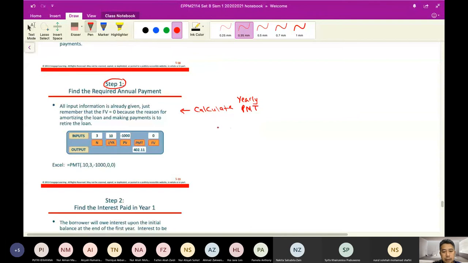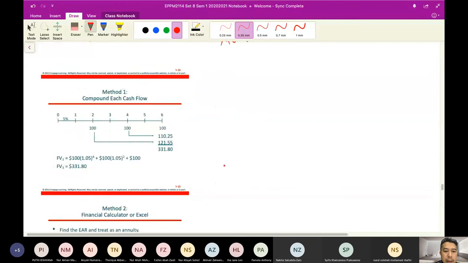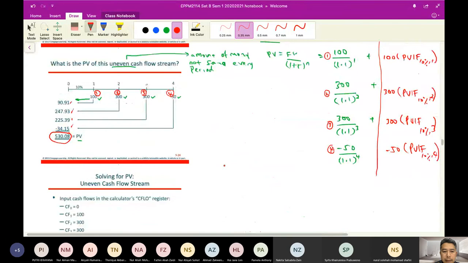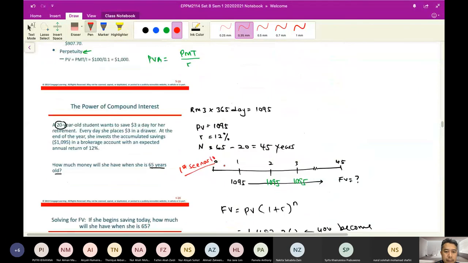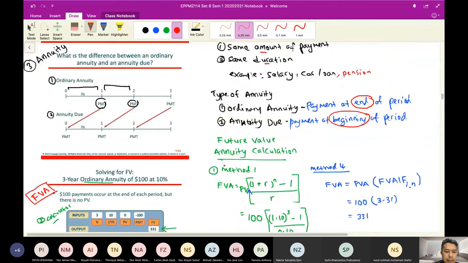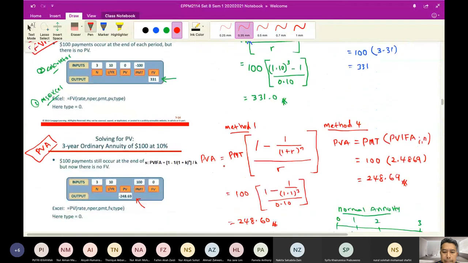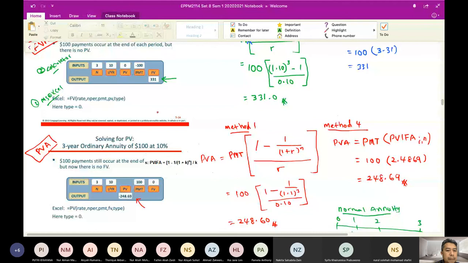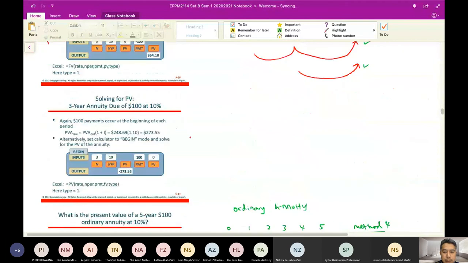What is the formula? Just now, the formula is the present value annuity. Where is it? I think I will use that from the top part there. This one. I don't know how to copy this one. Okay, it's okay.